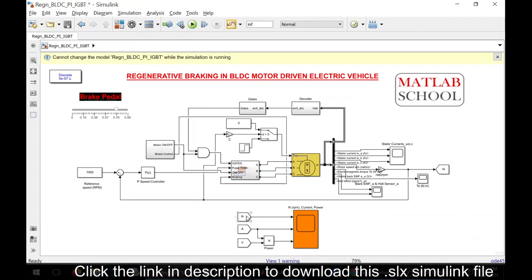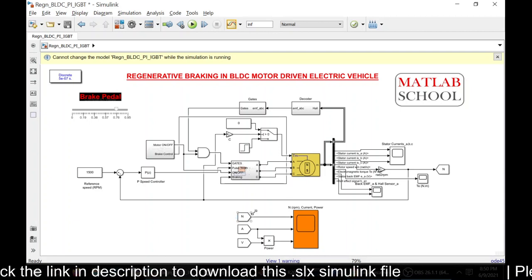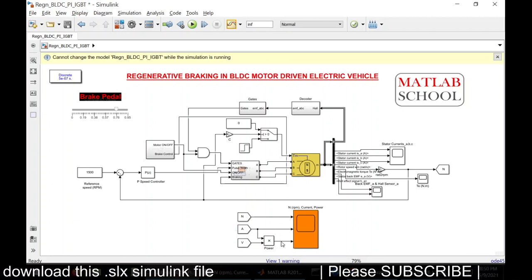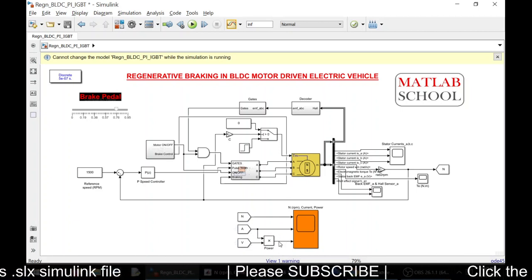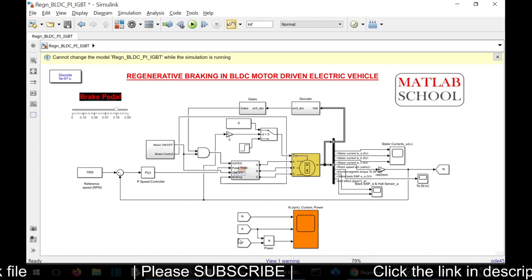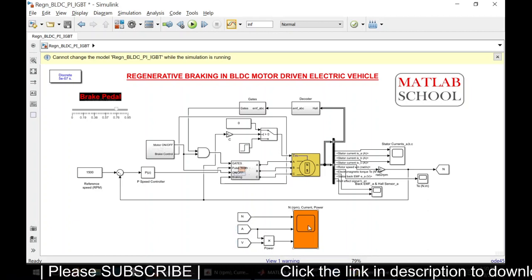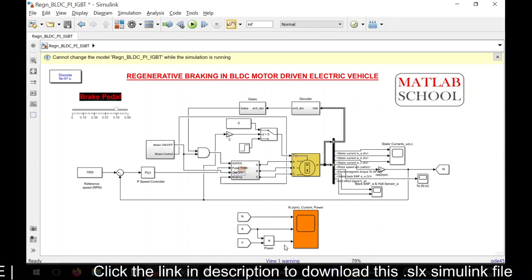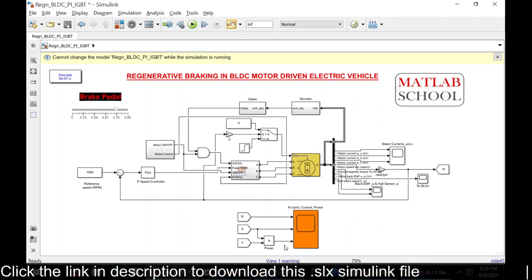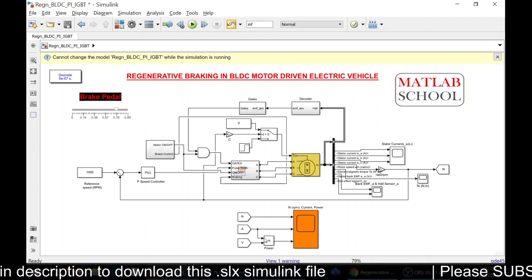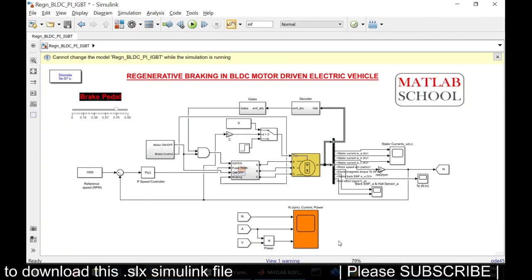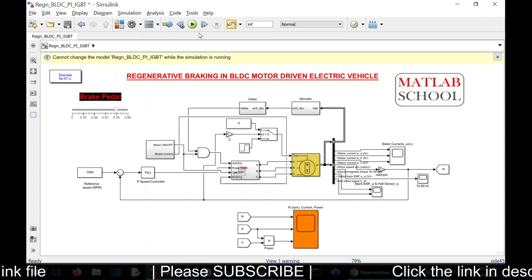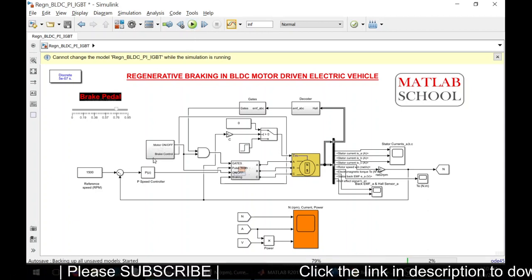So here we'll get the data of speed, current, and voltage. See, I'm forming the power by multiplying current and voltage. So in this scope we will be seeing three variables: speed, current, and power. So whenever regenerative braking happens, current and power will be in negative direction. Okay, let us simulate the model. Here the set speed is 1500.